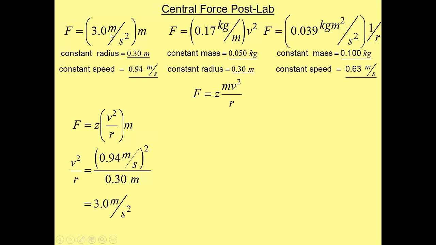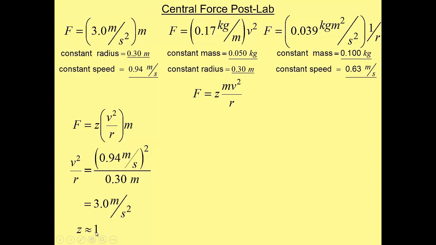So hang on. See if you can catch this now. If z times v squared over r has to be 3 meters per second squared, and v squared over r is already 3 meters per second squared, then what does z have to be so that you can multiply it by v squared over r and get 3 meters per second squared? Not trying to be tricky. It just has to be 1, right?